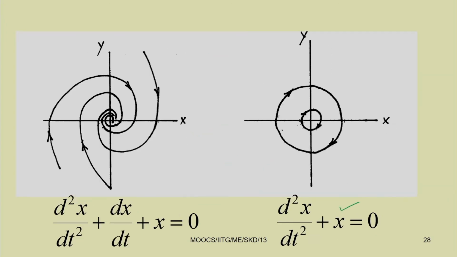And if you take this one, this is similar to that of an undamped system. So here omega square equal to 1, so you will have a response like this. This is the center. Depending on the initial condition, you can get different types of circles.